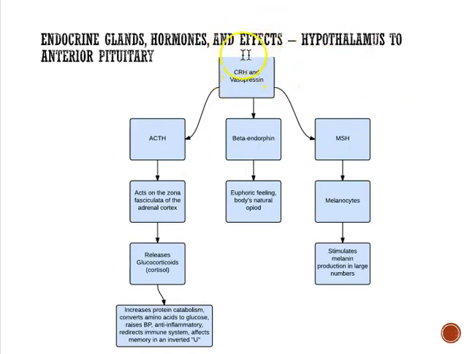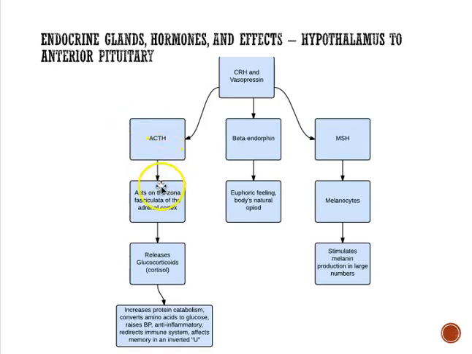Now, CRH is corticotropin releasing hormone, and to a lesser extent, vasopressin also has a similar function, although it's not its main function, as we've talked about already. Vasopressin is mostly antidiuretic hormone, right? However, corticotropin releasing hormone will go on to stimulate the release of adrenocorticotropin hormone, as well as beta endorphin, and then melanocyte stimulating hormone. That's what MSH stands for. And then each one of these will have a slightly different effect.